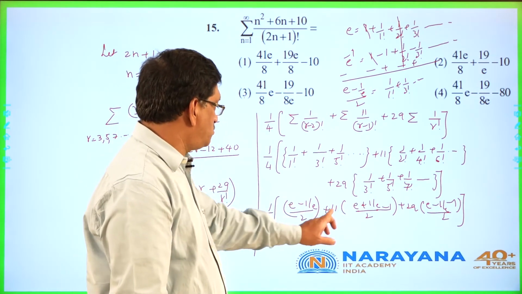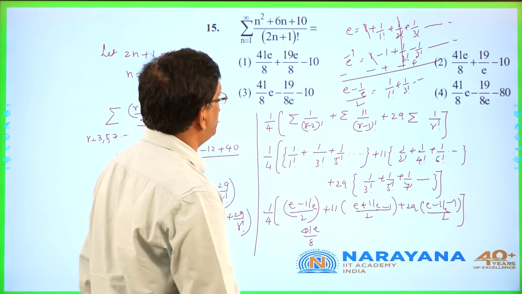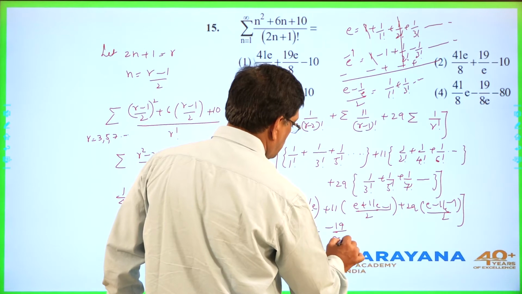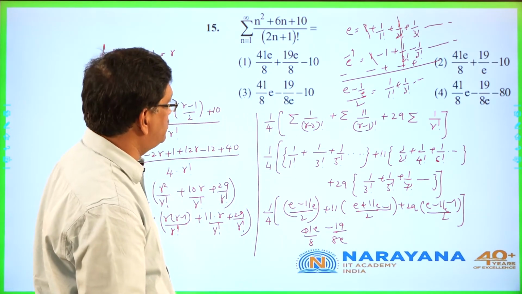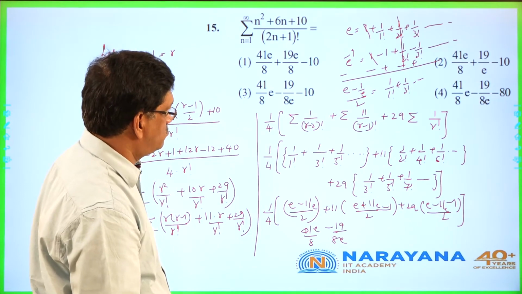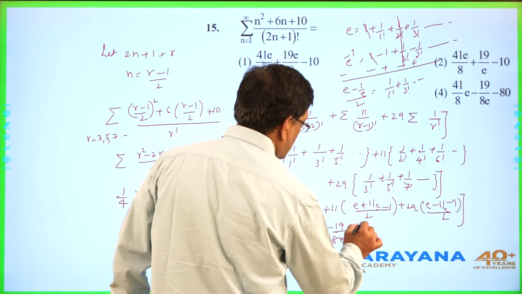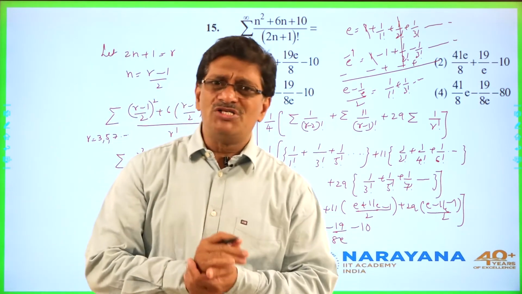Sorry, 11 minus 1, 10. 10 minus 29, that is minus 19. Minus 19 by 8e. And this is minus 11 minus 29 minus 40, that is minus 10. This is the answer. Lengthy problem, of course, right?